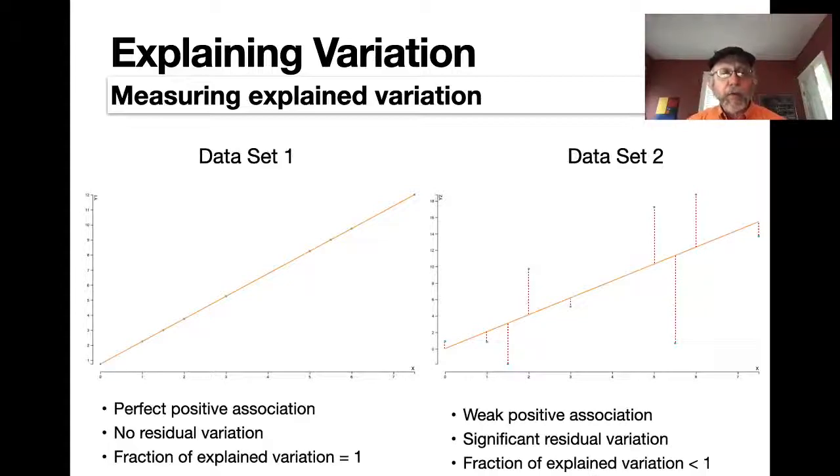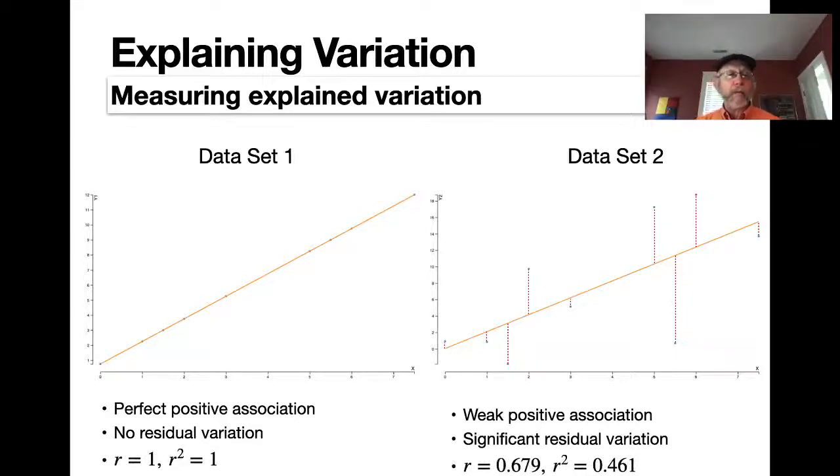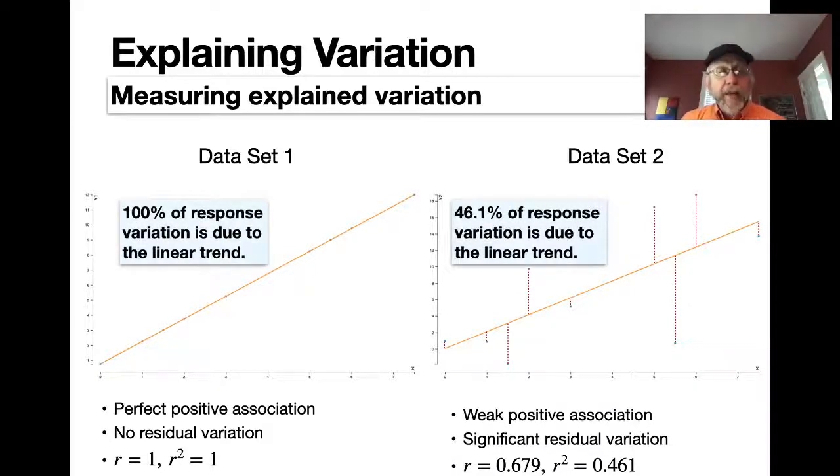So again, if you look at the two data sets we've been looking at and you actually compute the correlation, for data set 1, of course, it's 1, and so r squared would be 1. So 100% of the variation in data set 1 is explained. It's due to the association of the data and the trend line. But in data set 2, the correlation is not 1. It's actually 0.679. And r squared is 0.461. And so what we can say is that 46.1% of the response variation in data set 2 is due to the linear trend.